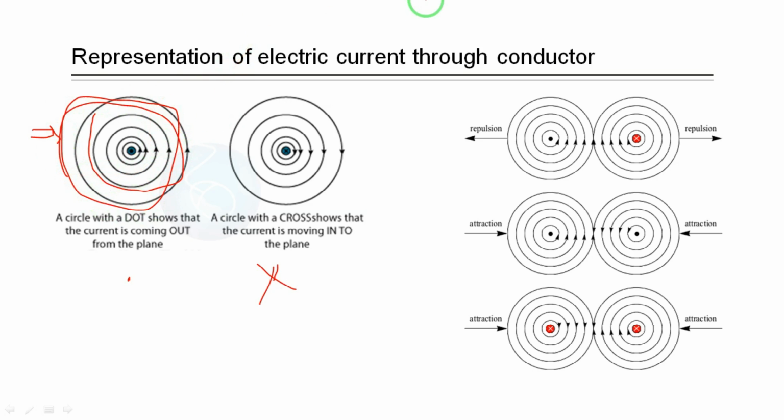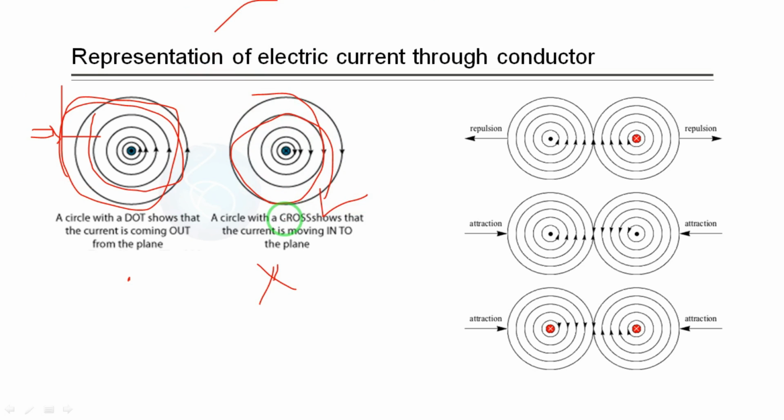In the next diagram, there is a cross. Cross means current flows away from us. So please place your right hand thumb away from us. Then the remaining four fingers curl in the clockwise direction. So we place the magnetic field lines in the clockwise direction.